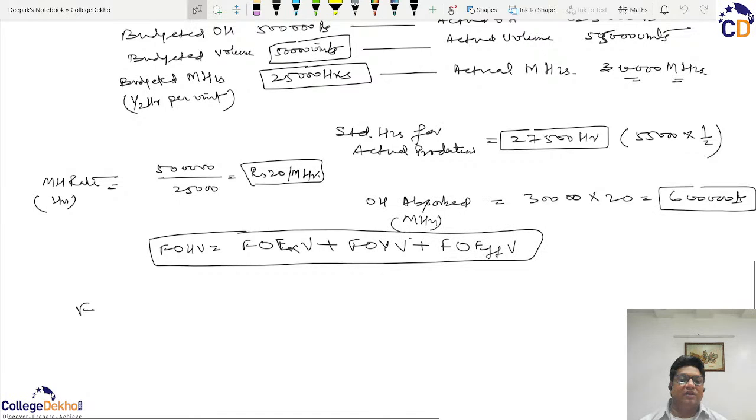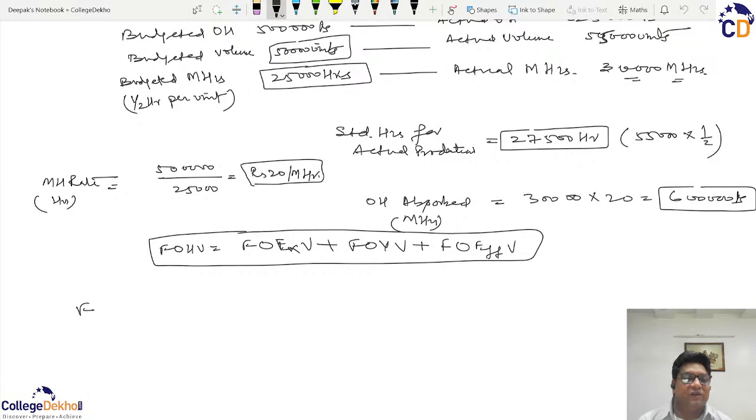This is what you call that when there is a two-way analysis, then we will have three overhead variances. If we have three-way analysis, that is three variables, then we will have four overhead variances. So I'm again repeating, if there is a two-way analysis, then we'll have three overhead variances. If there is a three-way analysis, that is three variables, then we will have four overhead variances and so on.